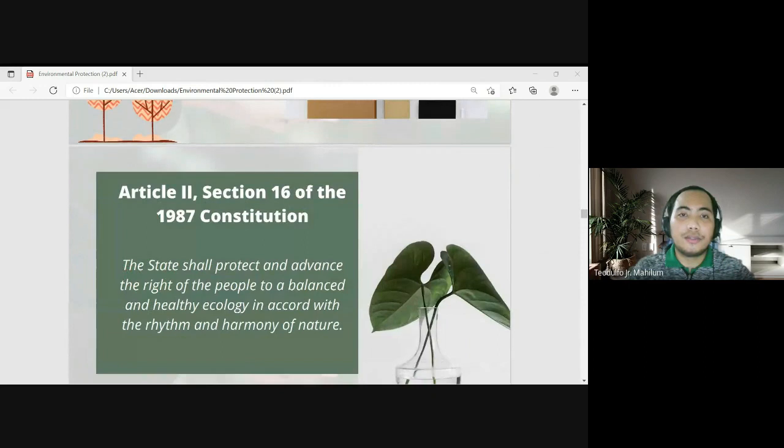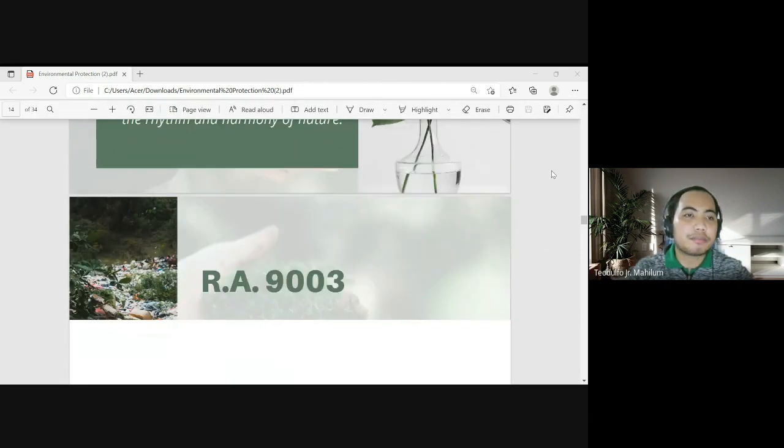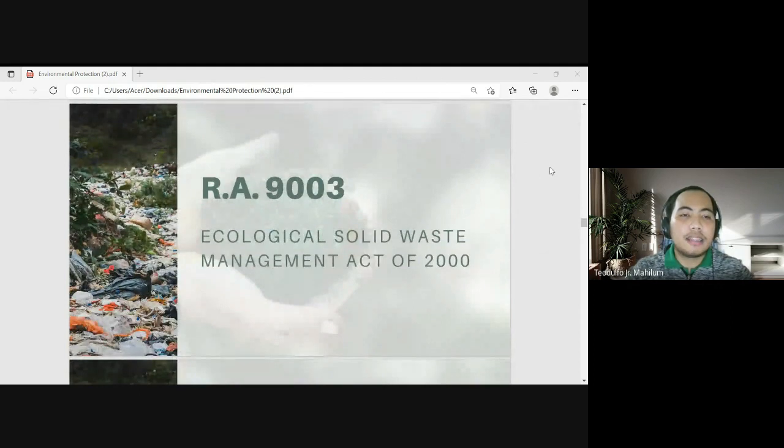According to Article 2, Section 16 of the 1987 Constitution, the state shall protect and advance the right of the people to a balanced and healthy ecology in accord with the rhythm and harmony of nature. So let's go with the first RA, the Republic Act 9003 or the Ecological Solid Waste Management Act of 2000.